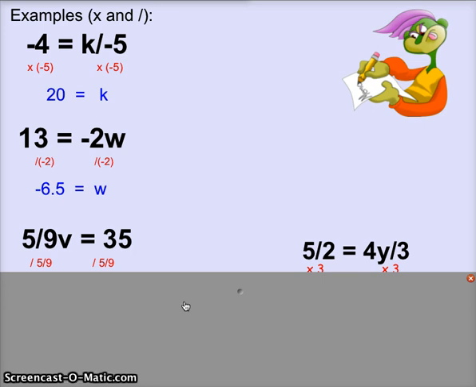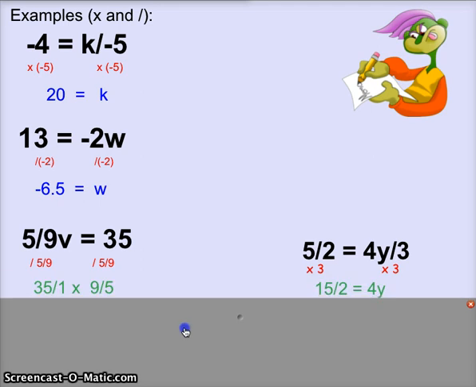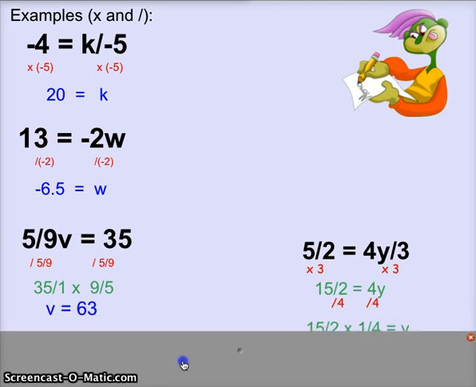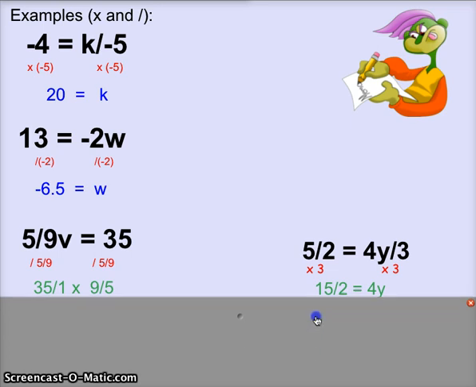Well, you can't really divide fractions, so we would change this to 35/1 times 9/5, which is the reciprocal of 5/9. Now you can either cross cancel or multiply straight across and simplify in order to get the answer of v equals +63. And finally, number 4.